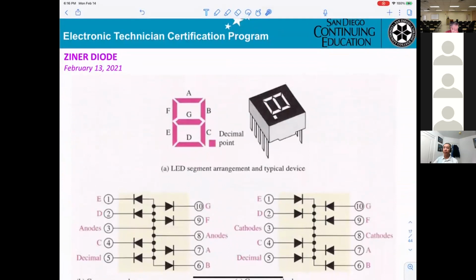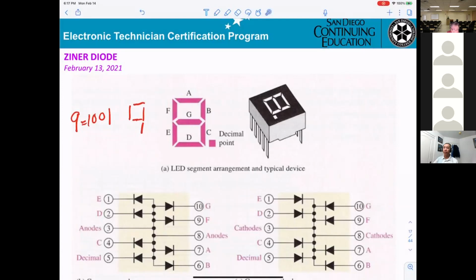Now I will show you the 7 segment. It tries to communicate with the human. When the computer sends out the decimal number 9, the computer sees 1001, and humans cannot understand 1001. So it goes to the 7 segment and displays the number 9 for you. That's what they call a 7 segment.